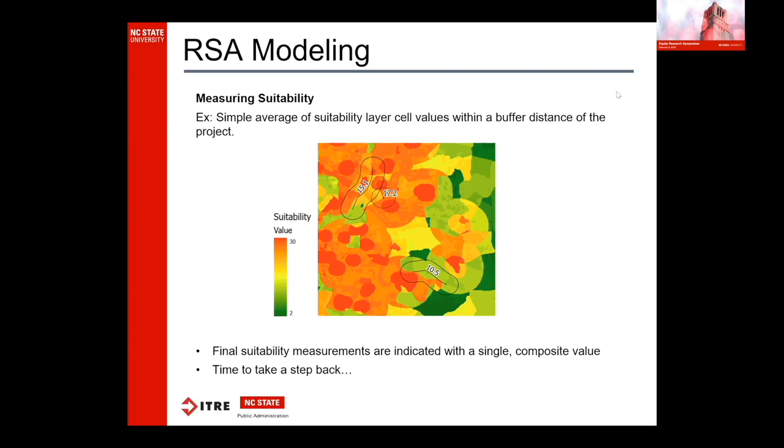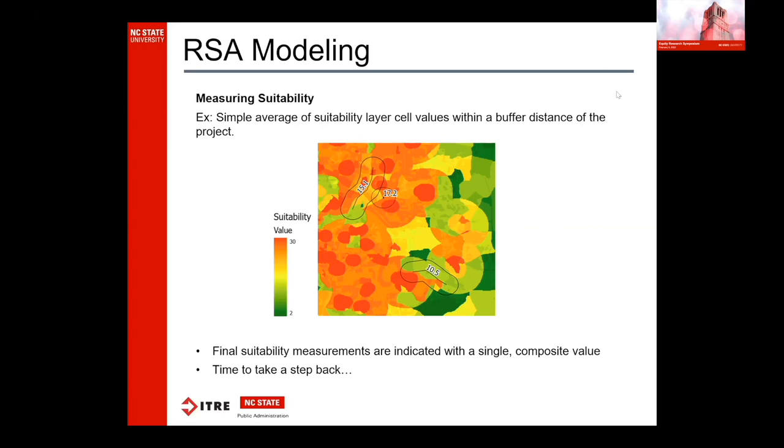And that gives us a single measure of suitability, or of project impact, if you will, for each of our project geographies: 15.1, 17.2, 10.5. Those values are representing the average values in that suitability layer within the vicinity of our projects. So like I said, we took this project to this conclusion point, measuring project suitability.